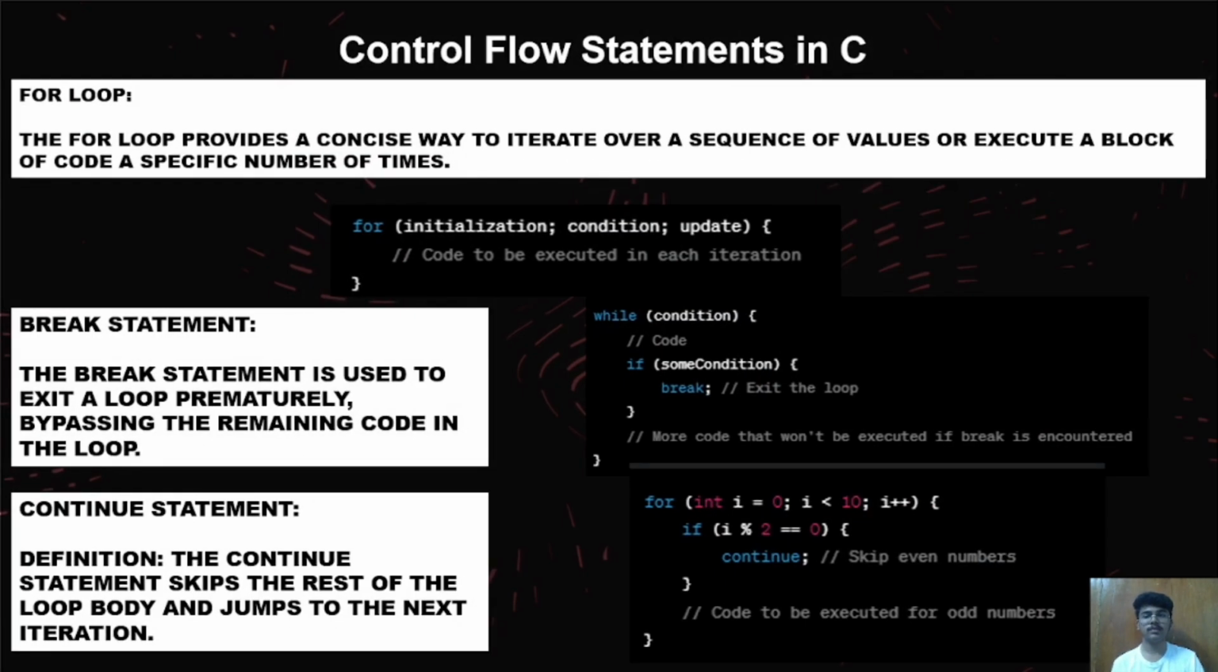The for loop provides a concise way to iterate over a sequence of values or execute a block of code a specific number of times. The syntax is given below. The break statement. The break statement is used to exit a loop prematurely by skipping the remaining code in the loop. While condition, the code, if some condition, then break, and it exits the loop. Continue statement. The continue statement skips the rest of the loop body and jumps to the next iteration. Example is given on the right.